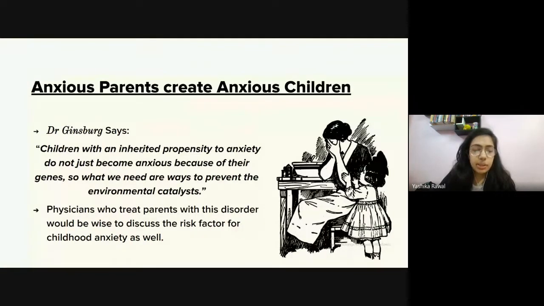Another thing is that anxious parents create anxious children. Anxiety is the outcome of a detailed interplay between genes and environment. Kids inherit more than just physical characteristics, they can inherit anxiety as well, whether it is inherited literally or learned through childhood. One of the psychologists, Dr. Golda Ginsburg, in her quote explains that children do not become anxious only because of their genes, but also through environmental catalysts. Parents with anxiety exhibit less warmth and affection towards their children, criticize them, and express their doubts about their child's ability, which can increase the chance of children developing an anxiety disorder of their own.